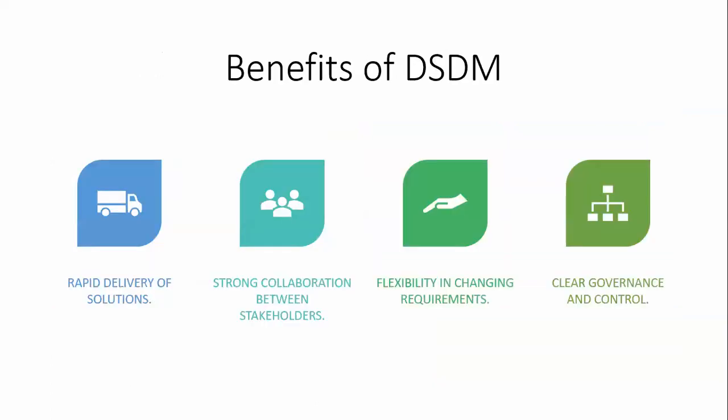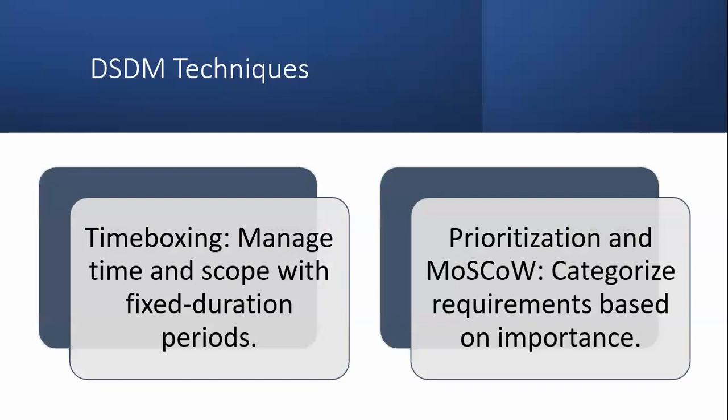What are the benefits of DSDM? Rapid delivery of solutions, strong collaboration between stakeholders, flexibility in changing requirements, and clear governance and control. You can see it is more regimented than some of the other approaches, and that's okay. It's all about what fits your project. So the major techniques, bringing them to the surface: time boxing, manage time and scope with fixed duration periods. That's what we call sprints in the world of Scrum. And then prioritization and MoSCoW, categorize requirements based on importance. Must have, should have, could have, would like. And that's pretty much it for DSDM.